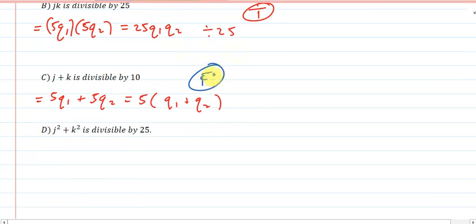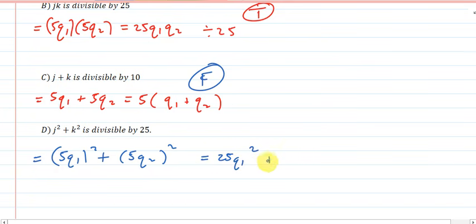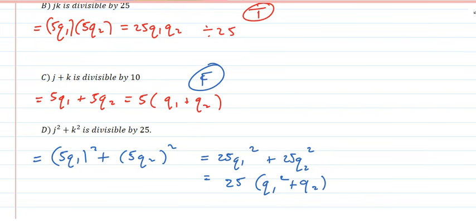Let us just check the last one. j is 5q1 squared plus k is 5q2 squared. So 5q1 squared is going to give us 25q1 squared plus 25q2 squared, second quotient squared. You can take out 25 as a common factor. You're left with q1 squared plus q2 squared on the inside, not on the outside. And you can clearly see that this is divisible by 25. So the last one is also true. So the incorrect statement is C.